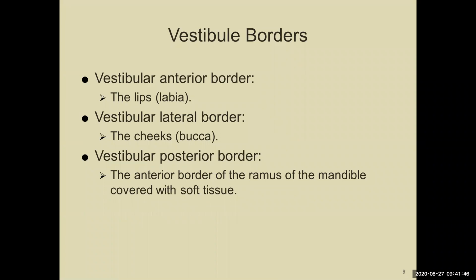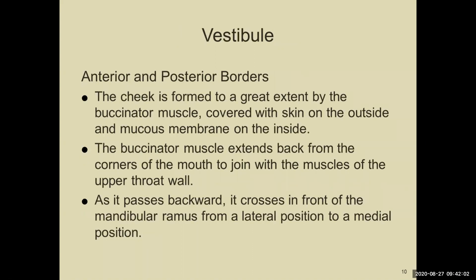Now, you don't know what the ramus of the mandible is yet, unless you remember this from your previous courses that you've taken, but it's part of the mandible. All right, the vestibular posterior is the front part of the ramus of the mandible. So we're talking about that vestibule between the lips. All right, so you've got anterior and posterior borders. You've got the cheek that's formed to a great extent by the buccinator muscle, covered with skin on the outside and the mucous membrane on the inside. So the skin is the outside of your face, and the mucous membrane is the inside of your cheek, inside of your mouth.